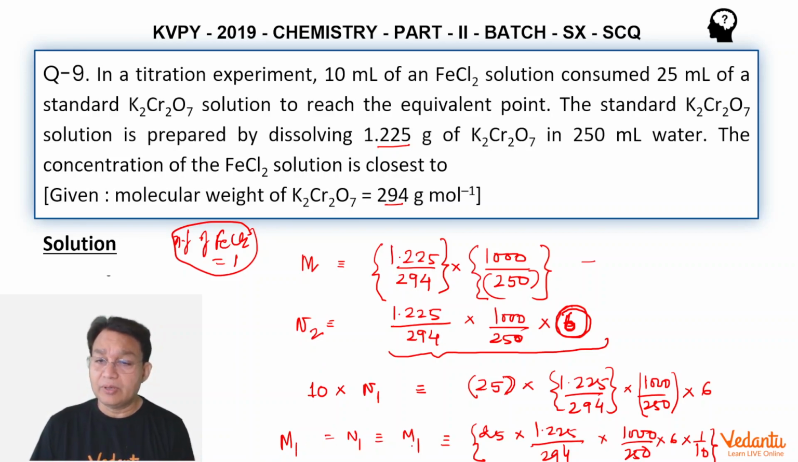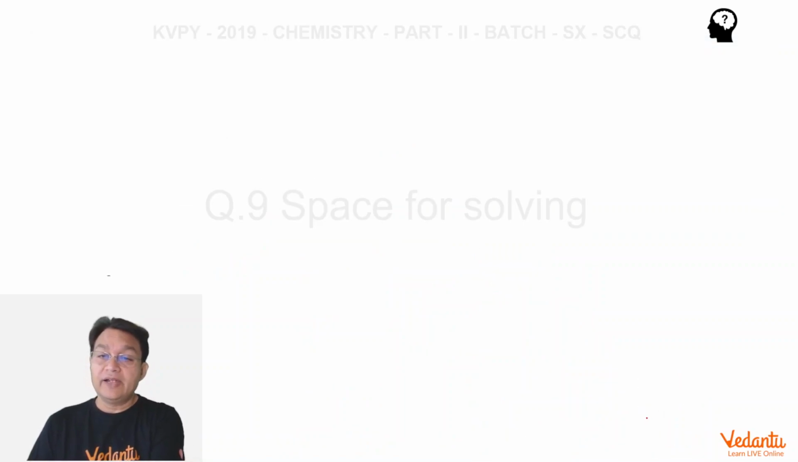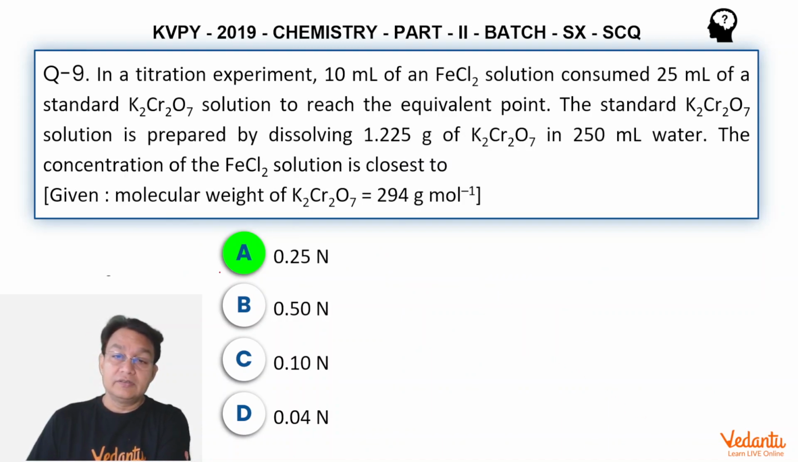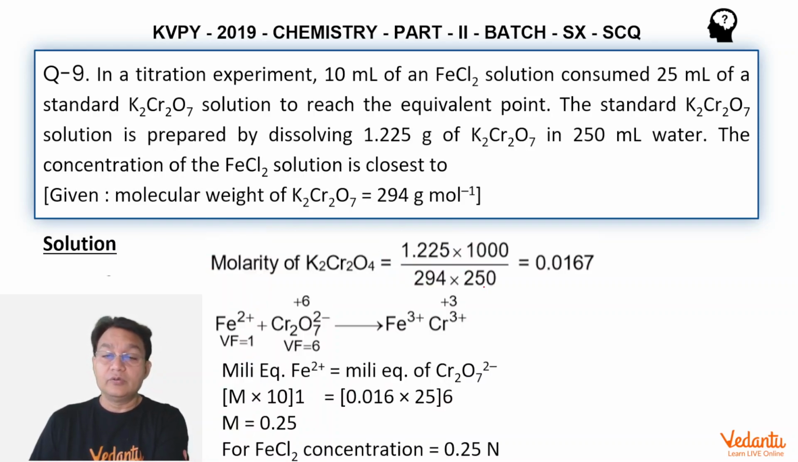So N1 is equal to M1, is equal to 25 into 1.225 upon 294 into 1000 upon 250 into 6 into 1 by 10. So using this equation, we can find the value of the normality, which is 0.025 M, okay, and the concentration in terms of molarity is 0.025 as well. So that is the printed solution.